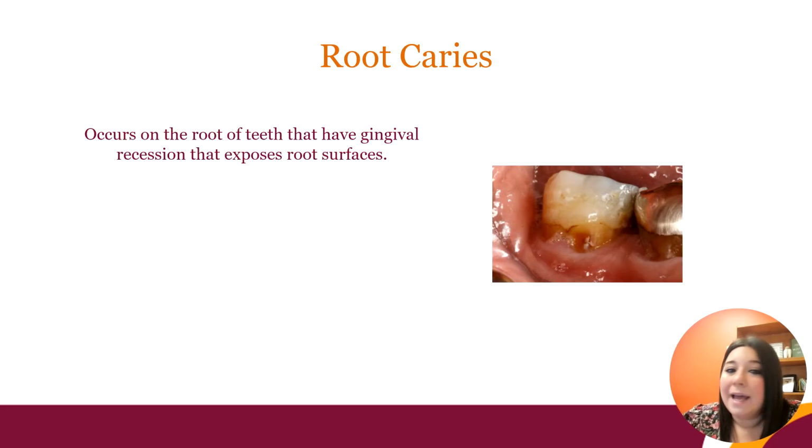So root decay forms obviously on the root of the teeth, but gingival recession typically needs to be present for this decay to form. If the gingiva is attached, especially to the roots, bacteria isn't going to be able to get in there to cause root decay. When someone has periodontal disease and the gum tissues are receding and the bone is receding, the roots are more likely to start getting decay. So having healthy gum tissues is super important to prevent root caries.